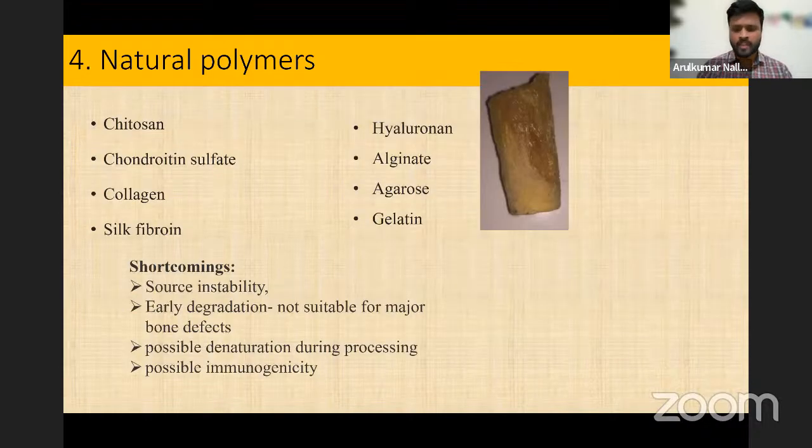So there are various substances available to make those scaffolds. One of them is the natural polymers such as chitosan, chondroitin sulfate, collagen, silk fibroin, hyaluronan, alginate, agarose, and gelatin. But there are certain shortcomings with these natural polymers when we are dealing with bone defects because of instability, early degradation, possible degeneration during processing, and possible immunogenicity.